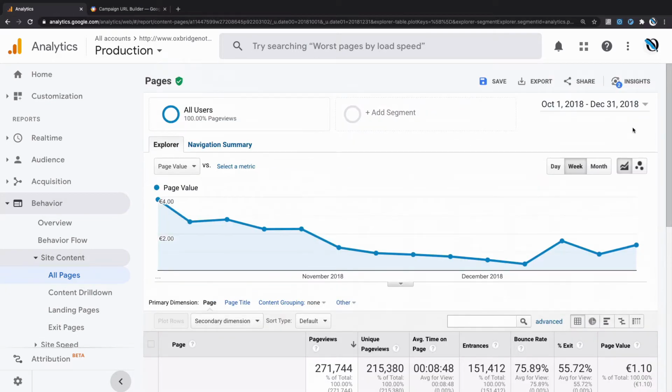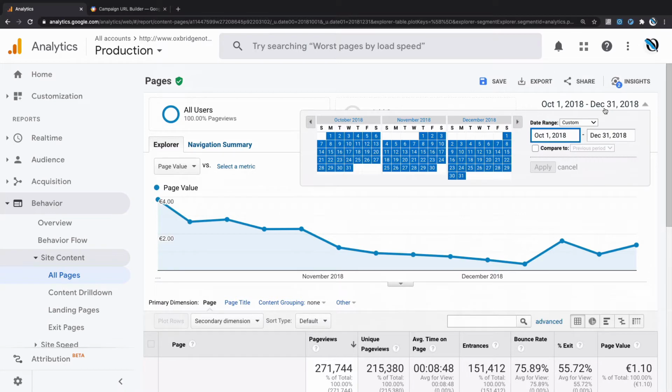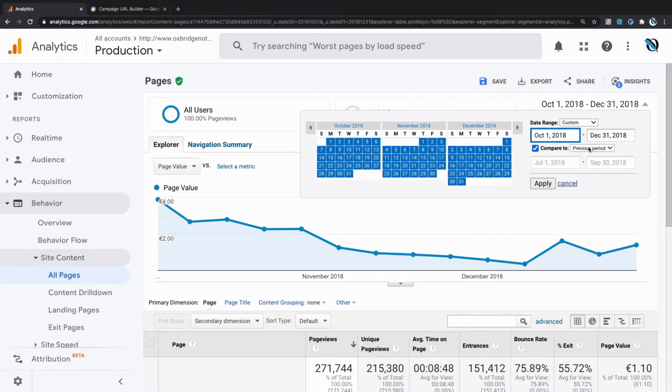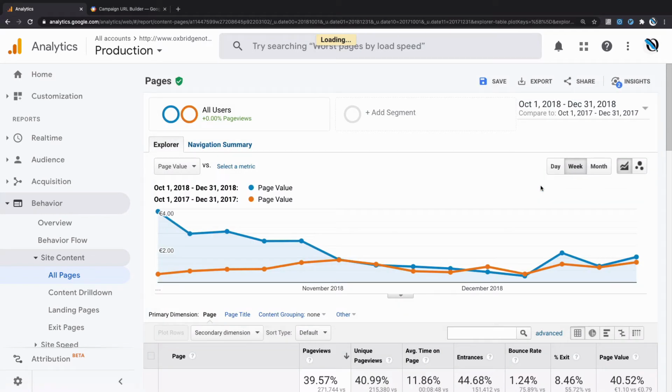And I actually did redesign my website in early 2008. We're looking at a period from October 1st to December 31st, 2008. So let's compare this 3-month period to the same 3-month period in the previous year. So I'm going to select that here, then click apply and wait for Google Analytics to update the data.